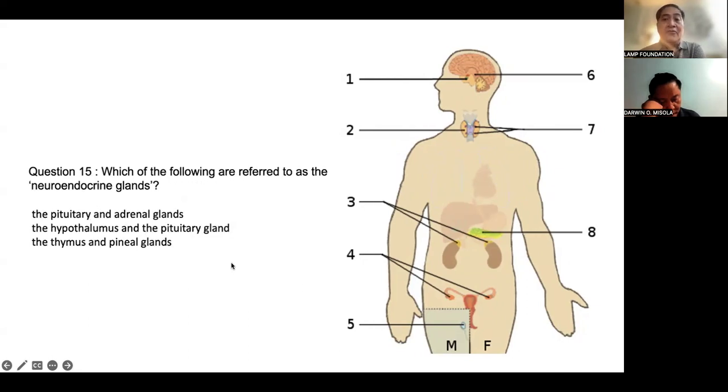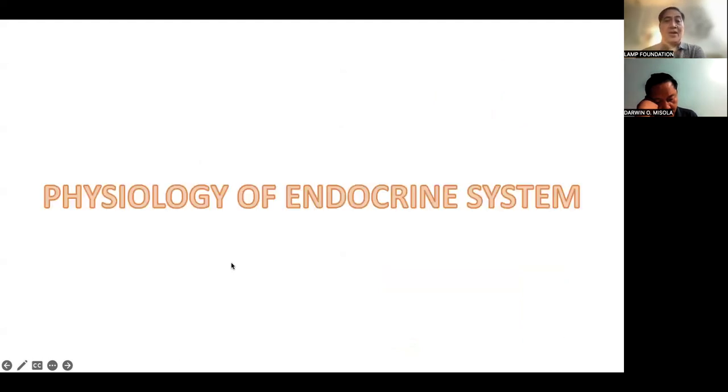Which of the following are referred to as the neuroendocrine glands? The hypothalamus and pituitary gland po, Doc. Congratulations, Sir June. Excellent job. Walang mali. Keep up the good work. Thank you po, Doc. At least I'm confident that you've all been studying, and this will all pay off, I tell you. Hindi tayo mapapahiya sa mga pasyente natin. Maraming salamat. Now, ako po, Doc.